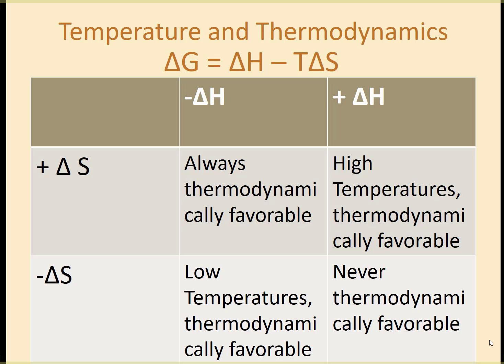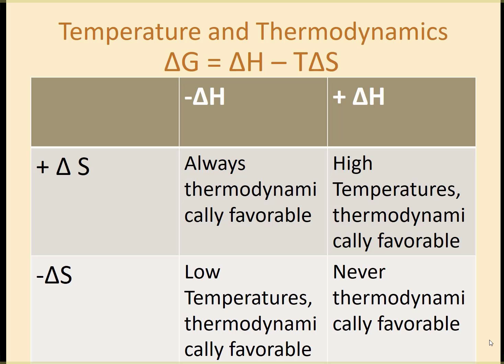Let's look at temperature and how it influences thermodynamics. Using this Gibbs Free Energy Equation of delta G equals delta H minus temperature times delta S, and remember temperature is in Kelvin, we can see how temperature can change whether something will be thermodynamically favorable or not.